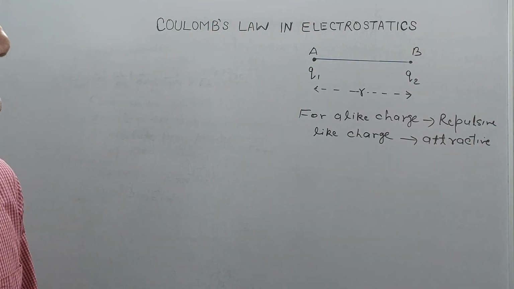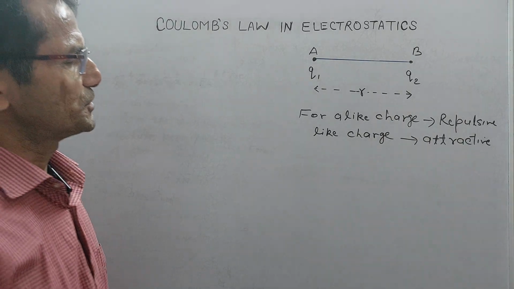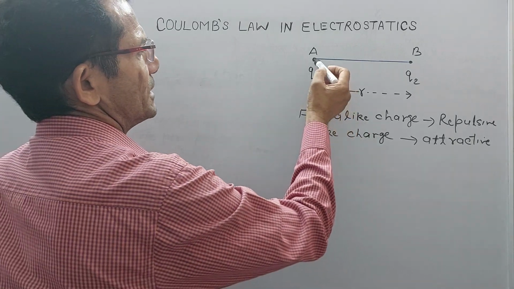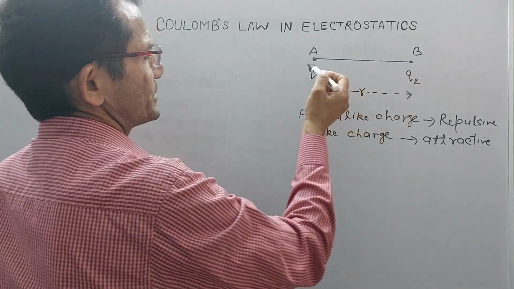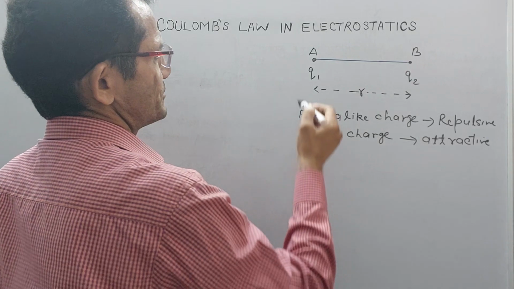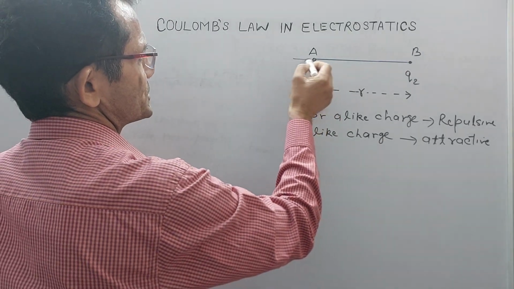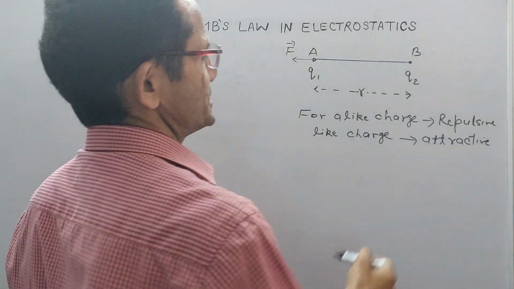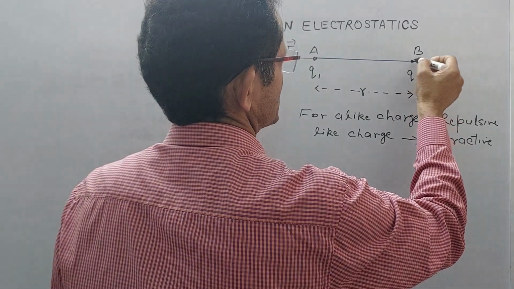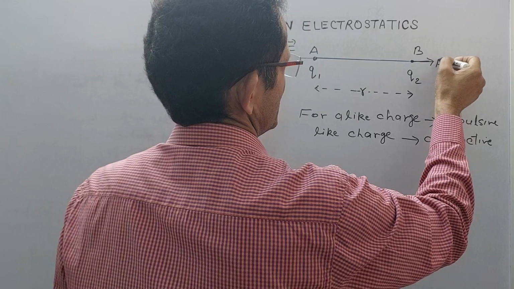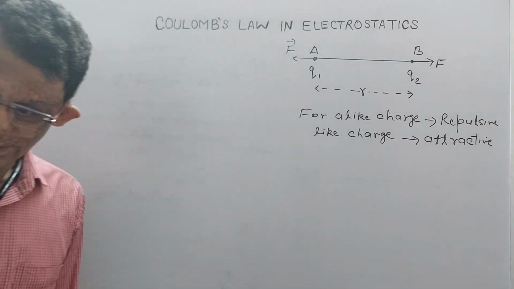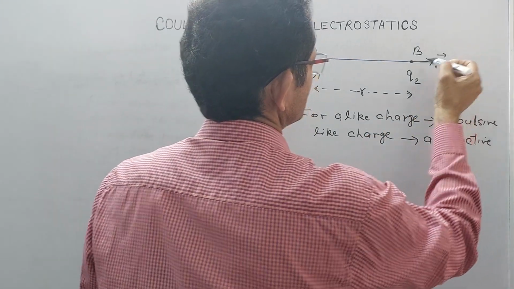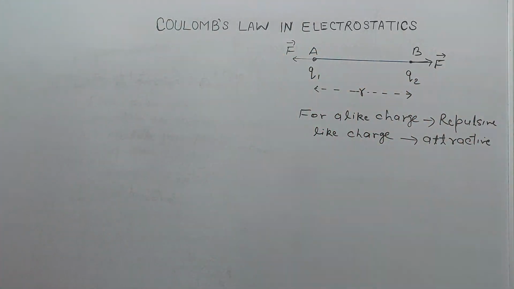There is also some important factor. This force is a central force, center to center. If both are alike charges, the force on A will be along this direction, and the force on charge B will be rightwards. So this is the repulsive force. This is in vector form. Both are equal in magnitude but opposite in direction.